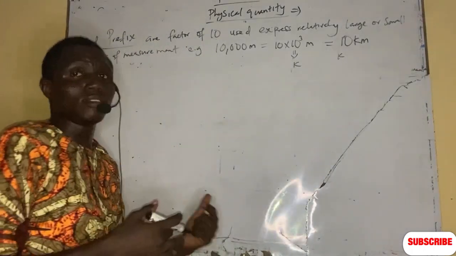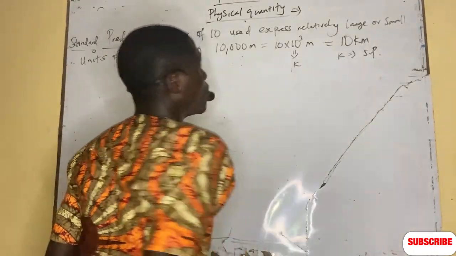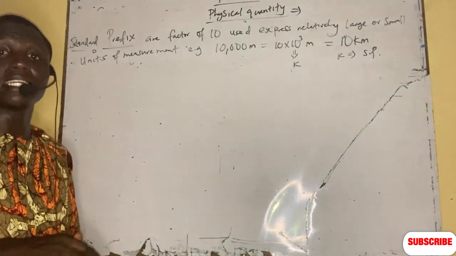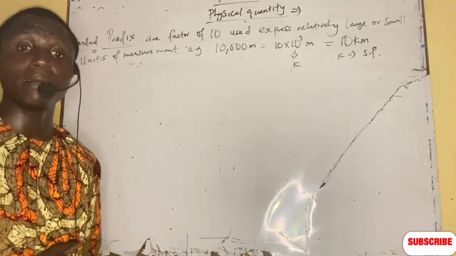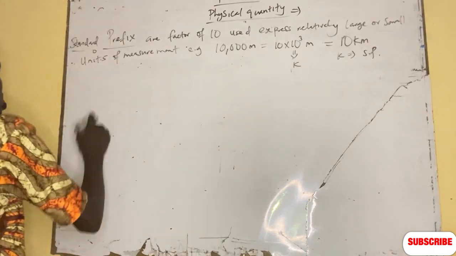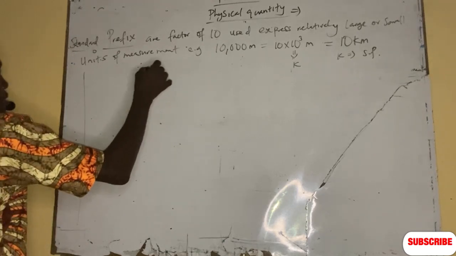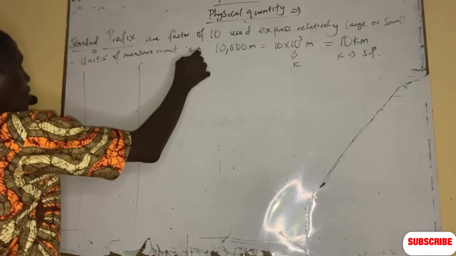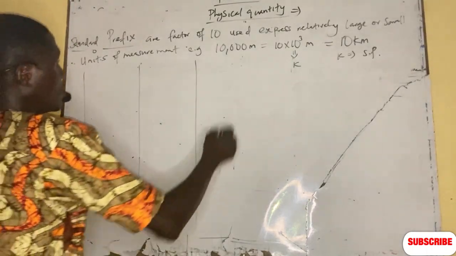We have a lot of these prefixes in physics, like gigahertz, tera, megabyte, kilobyte, and so on. Now, let's quickly go into the summary of this so that we don't waste much of our time. We have the prefix itself, the value of the prefix, and the symbol.